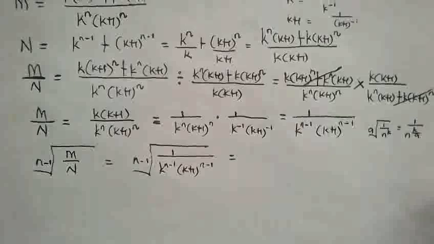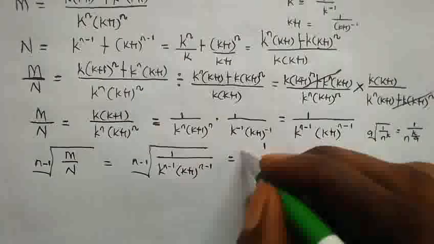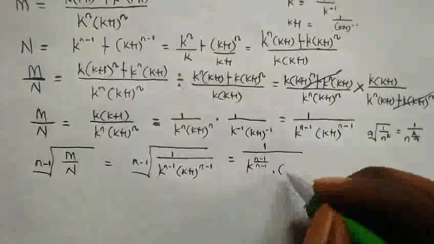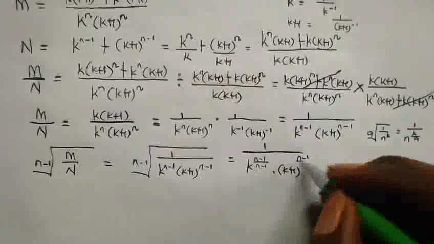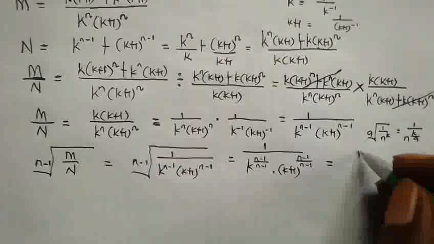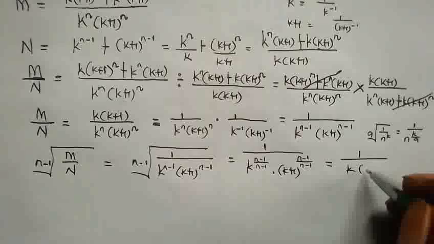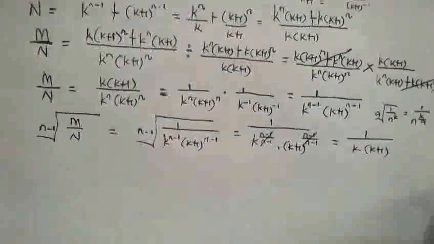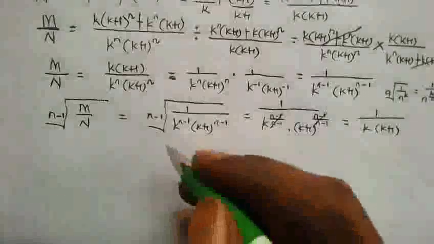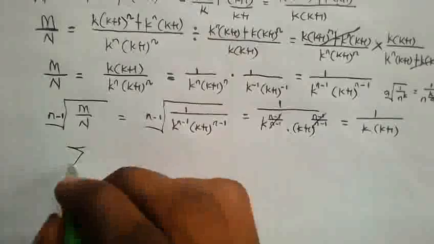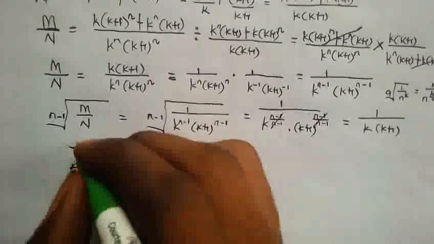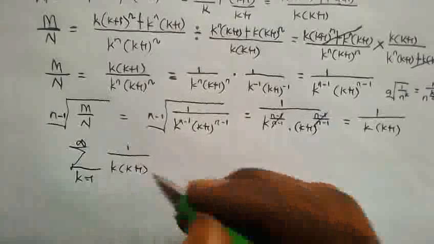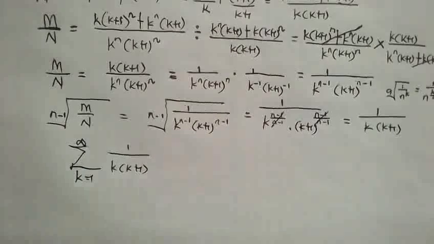So we're going to have 1 all over k raised to the power (n-1)/(n-1) times (k+1) raised to the power (n-1)/(n-1). So this simplifies to just 1 over k(k+1), because this cancels out. Okay, good. Now we're going to evaluate this infinite series right now. So we have this sum, k goes from 1 to infinity of this 1 over k(k+1). So we're going to find the value of this infinite series.